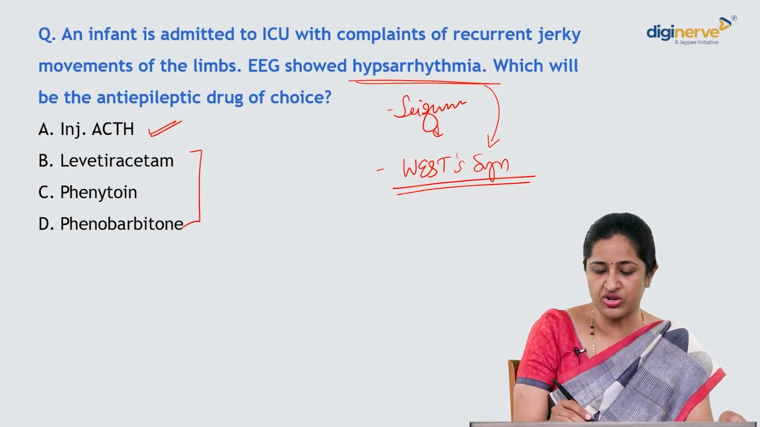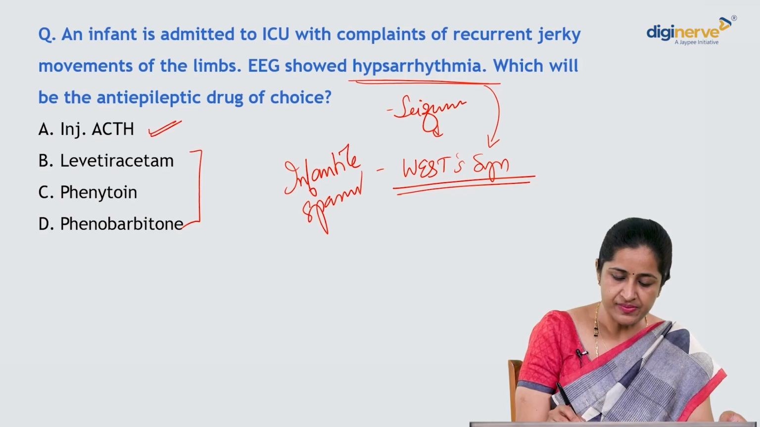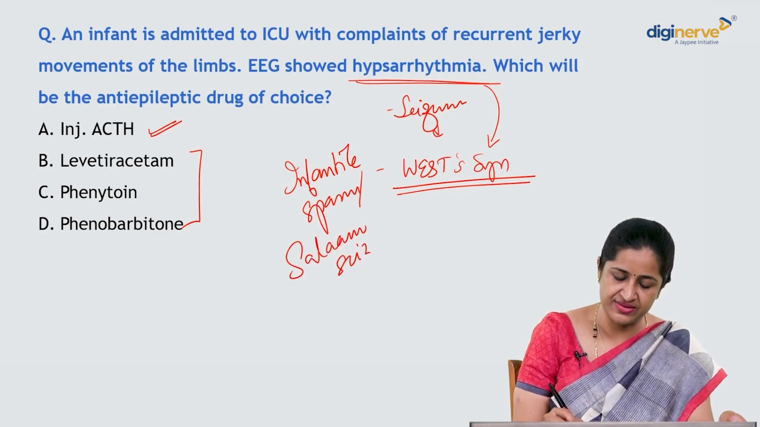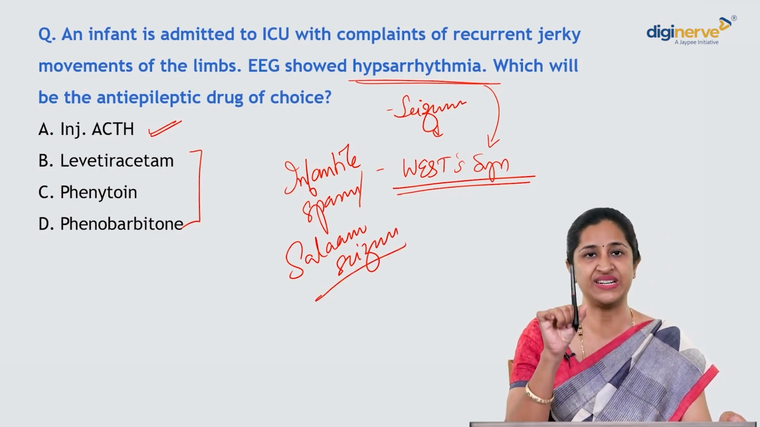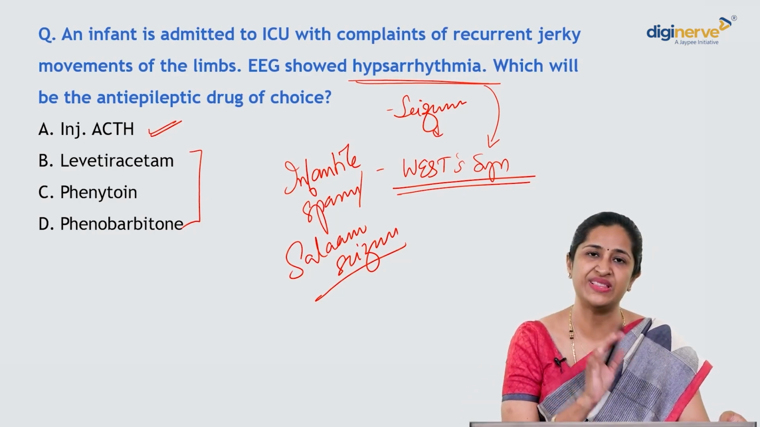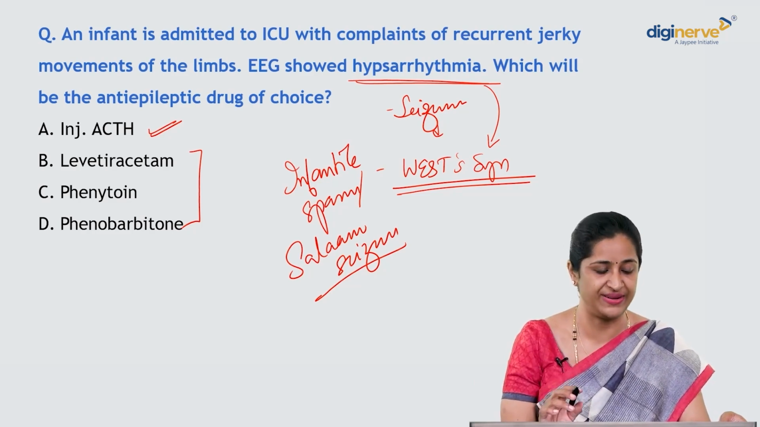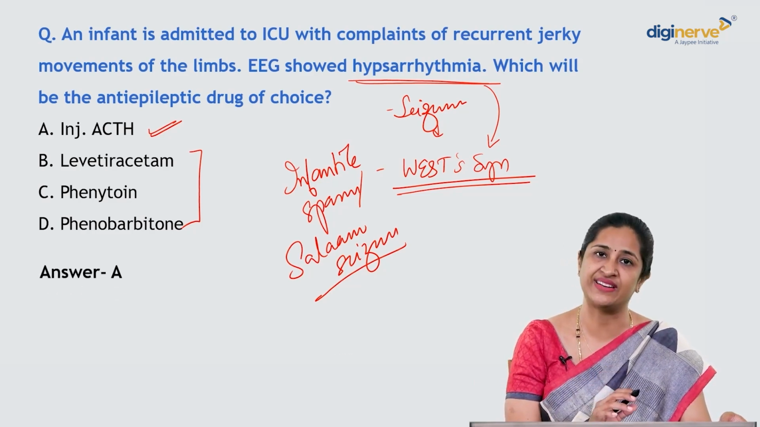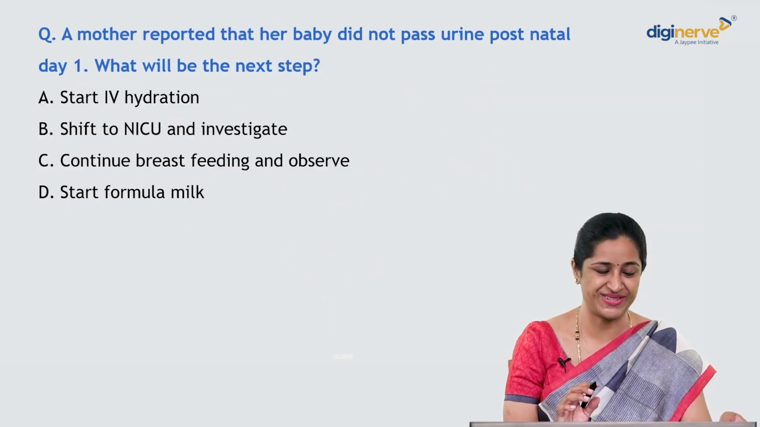So West syndrome is also what you call as infantile spasms or Salaam seizures. These are all the other names for West syndrome. Classical diagnosis is correctly made by hypsarrhythmia. Treatment is with adrenocorticotropic hormone. So very good outcomes if you are treated early. So hence the correct answer is A, ACTH. Let's go to the next question.